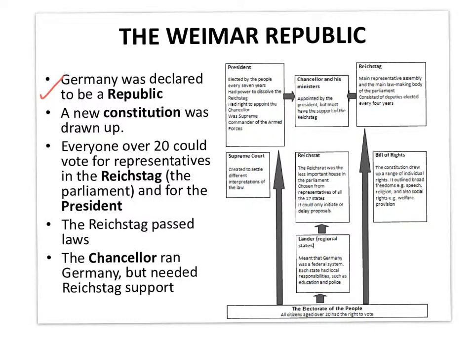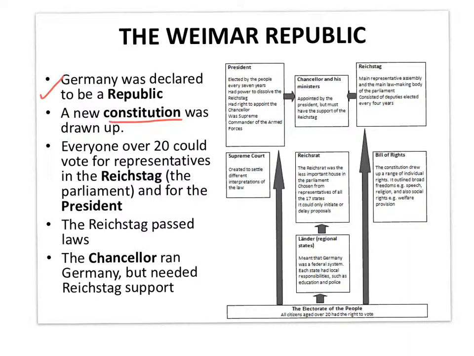And what was elected was a new parliament. It was called the National Assembly, or the Reichstag. And the first job of the new Reichstag was to draw up the constitution, which were the rules of the way in which government would work from now on. So how did this work?